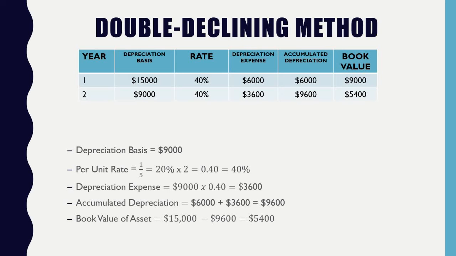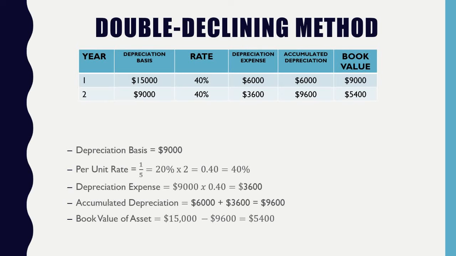Now notice this. We originally started with 15,000 on the first year. Because we have to depreciate 40% of it, right? It drastically changed, or the book value drastically changed, right? It's now a little more than half. It's 60% of what it used to be, right?